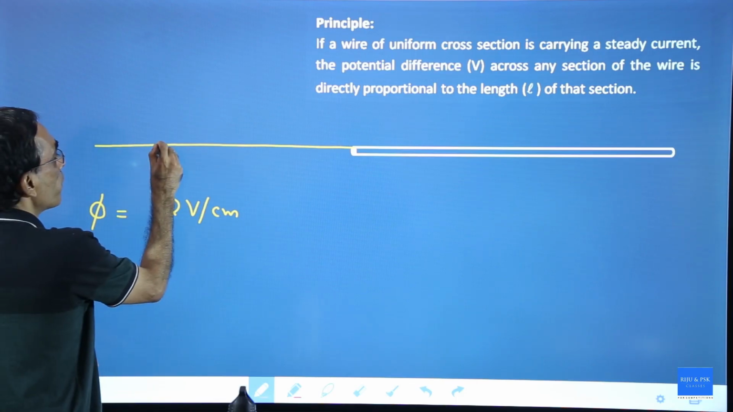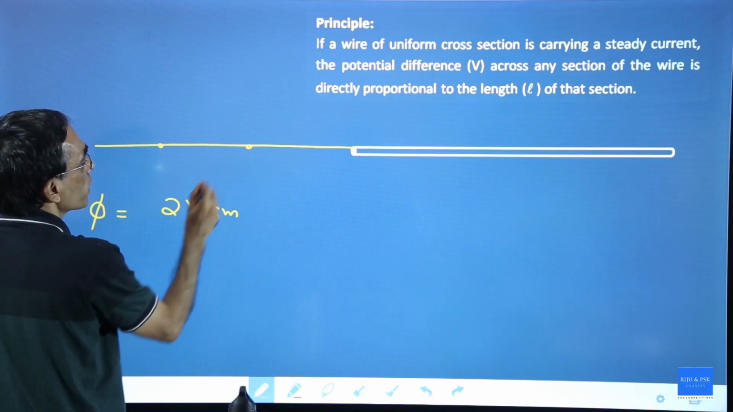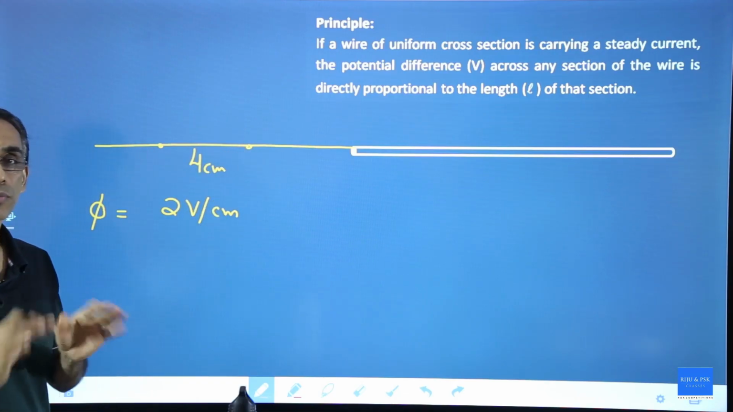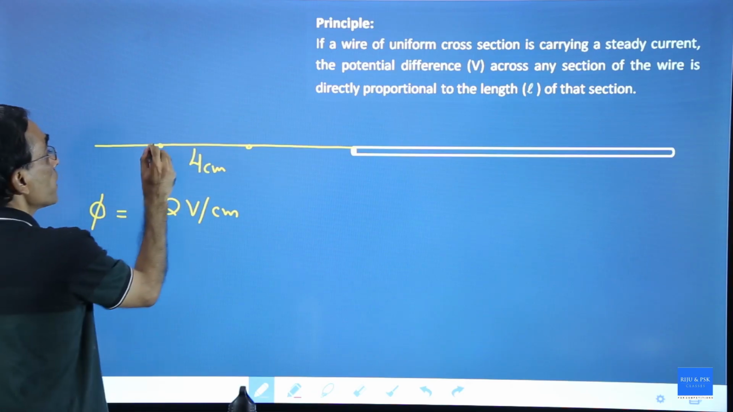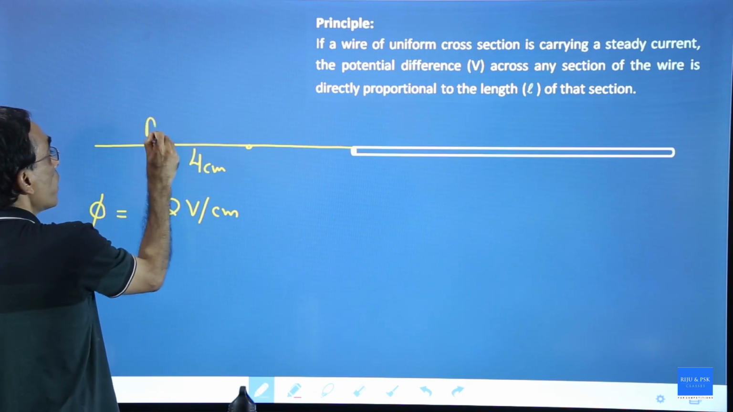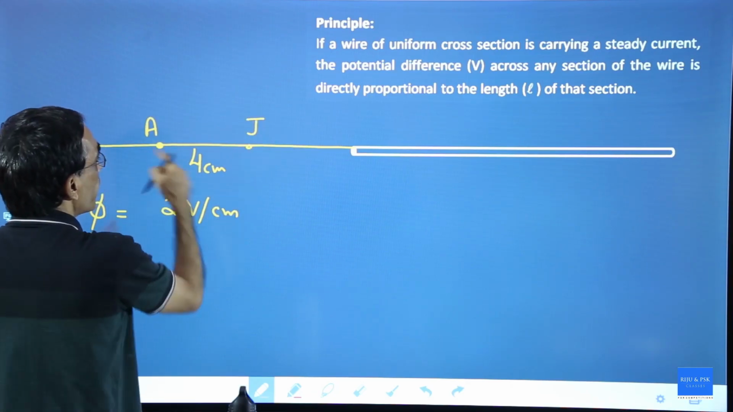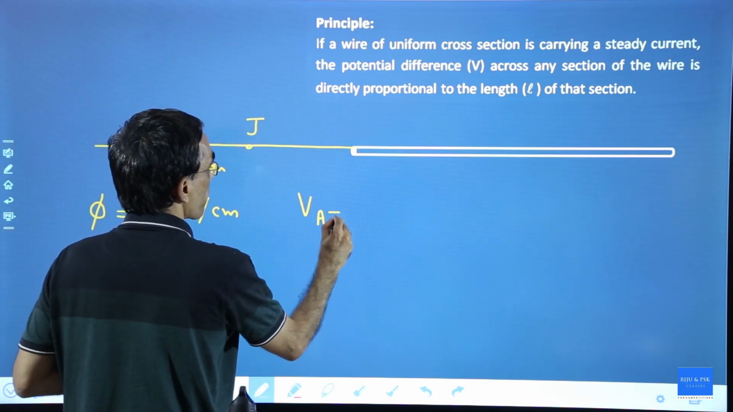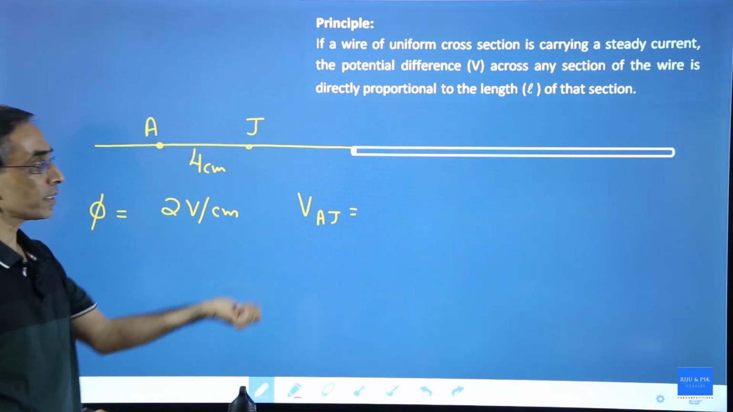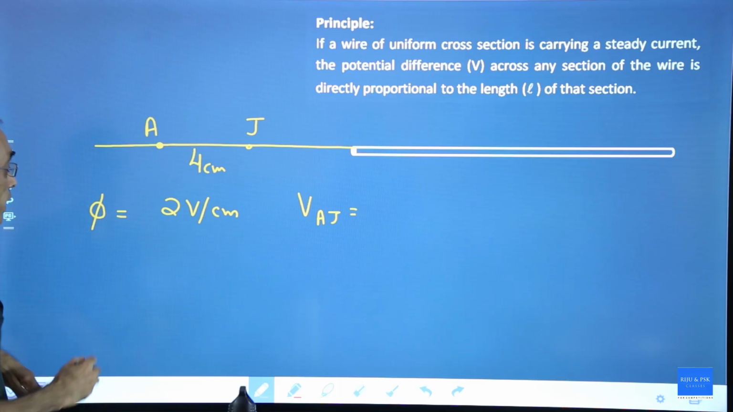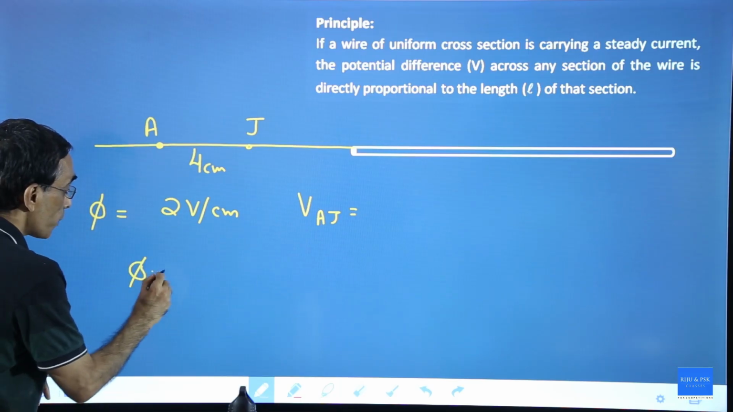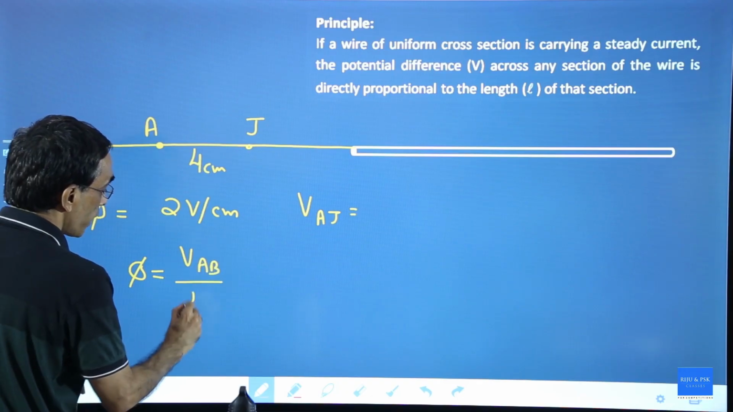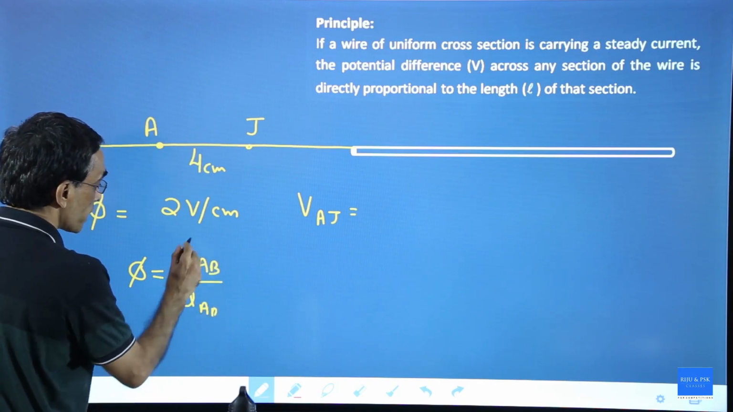So, if I take a point here, another point here, with a separation of 4 centimeter, what will be the potential difference between this point A and this point J, A and J? I will ask you, what is VAJ? To answer this, you will go for the definition of potential gradient. What was potential gradient? Potential gradient was V between A and B by length between A and B. That is what we said.